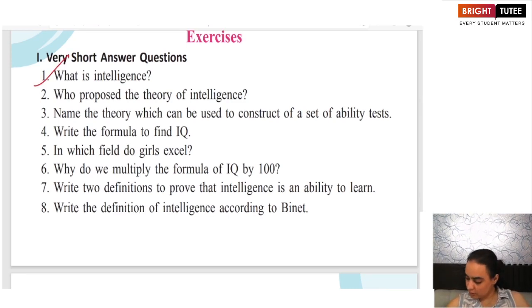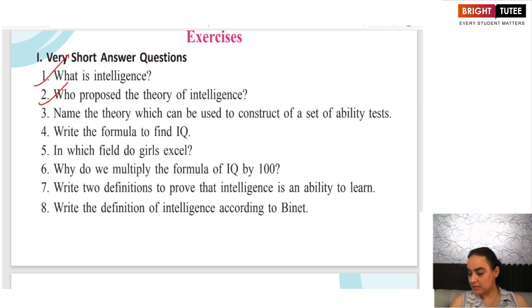Okay. So who proposed the theory of intelligence? So we have seen that there are multiple psychologists who have proposed the theory of intelligence. And according to each one of them, there is a different definition and a different meaning of intelligence. The theory which can be used to construct a set of ability tests. So what is that theory of intelligence that can be used to construct a set of the ability tests?